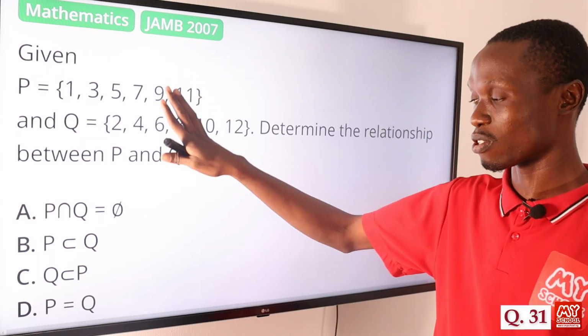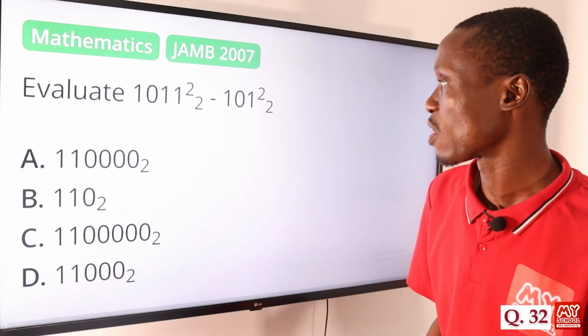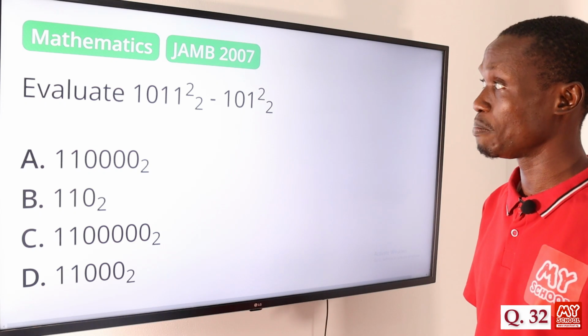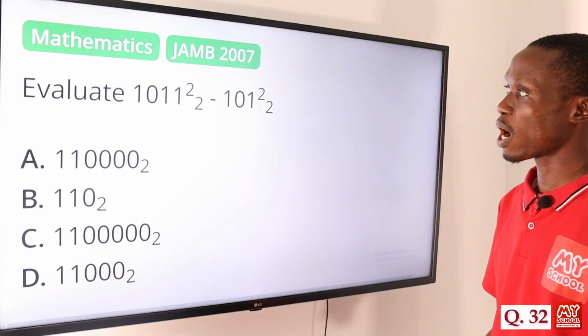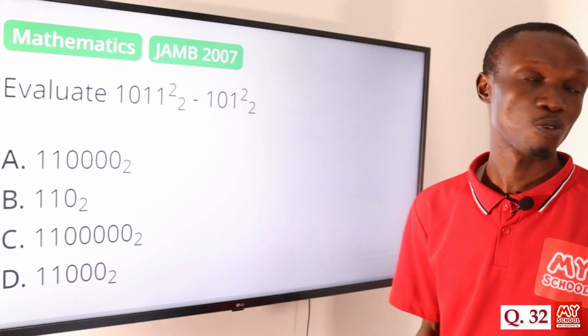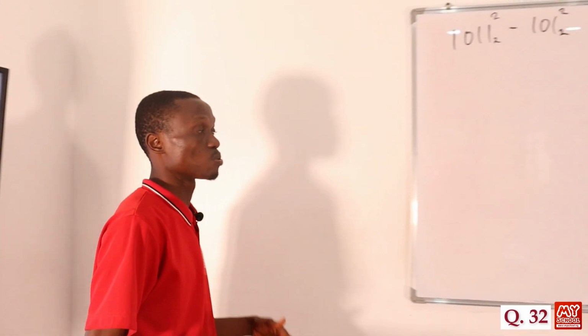Okay, so the answer to this question is option A. Question 32. Evaluate 1011 in base 2 raised to power 2 minus 101 in base 2 raised to power 2. So let's move over to the board to provide the answer to this question.